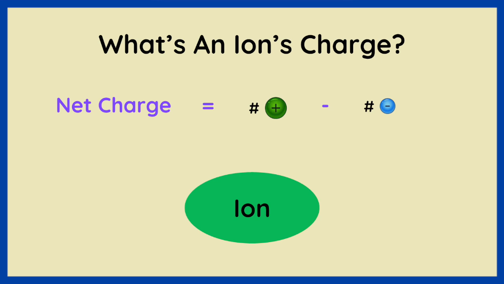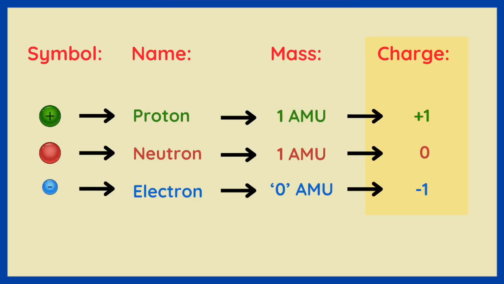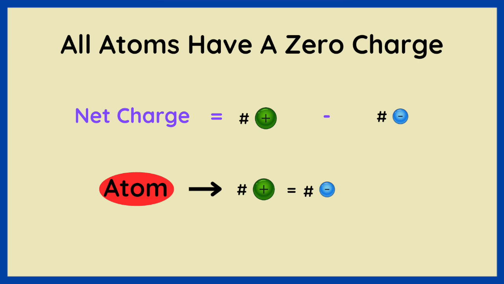So we've established counts of protons, electrons, and neutrons for what constitutes an ion, but what about the charge of an ion? If you recall, charge is the number of protons minus the number of electrons. This is because a proton has a +1 charge and an electron has a -1 charge. Likewise, remember that all atoms have a 0 charge because a number minus the same number, 5 minus 5, 10 minus 10, will give us 0 every single time.